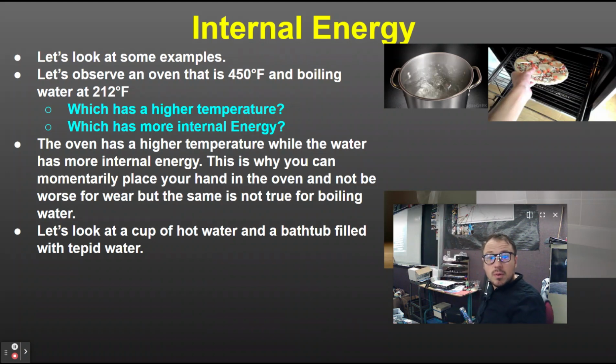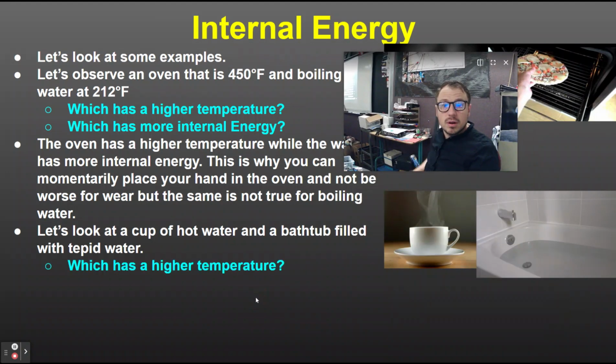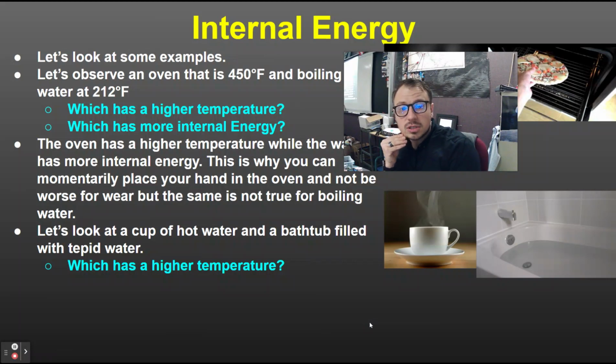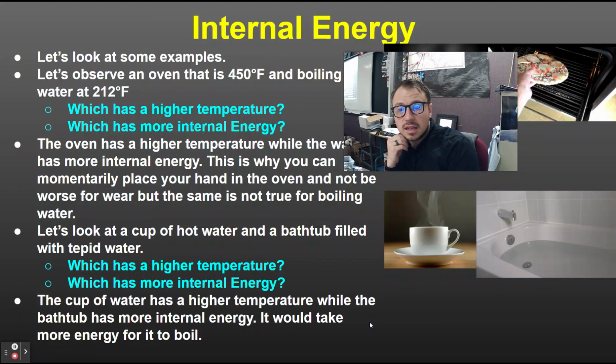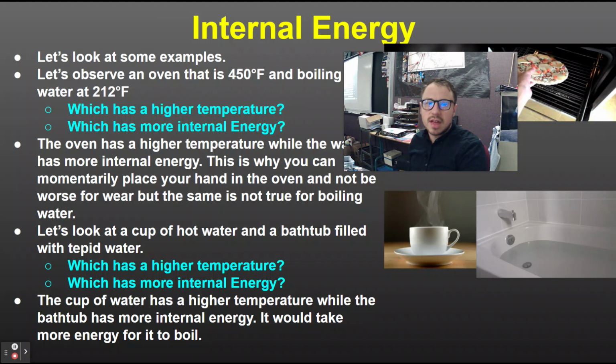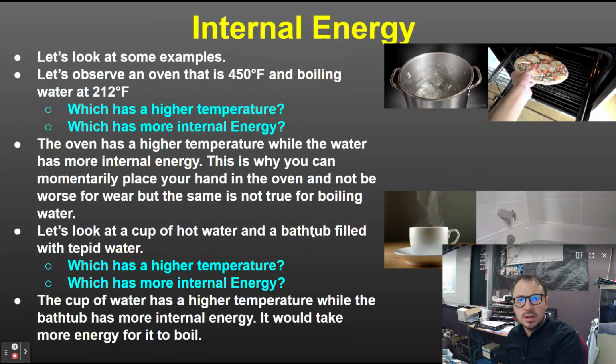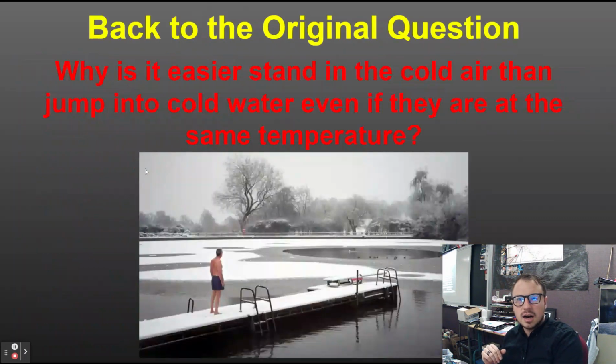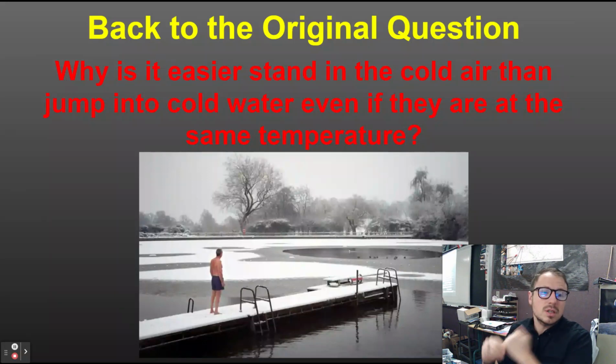So let's look at a cup of hot water and a bathtub filled with tepid water, which has a higher temperature. Well, it's going to be that cup of water has a higher temperature, but the bathtub has more internal energy. It would take more energy to boil that water, right? That's where it can store all of that energy. That's just an example of internal energy versus temperature, right? They sort of go hand in hand, but something with a higher temperature doesn't necessarily have more internal energy.